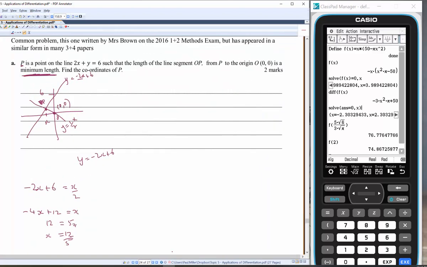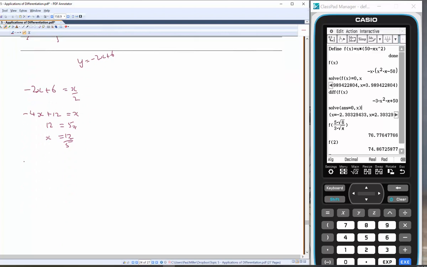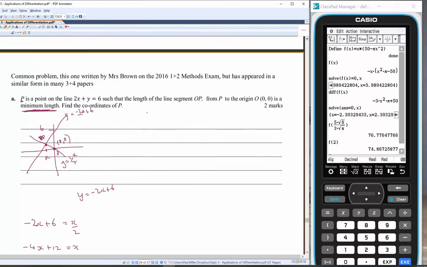All right, and what I'll do is I'll just sub that. Sub x equals 12 on 5, and I'm going to sub it into this one here. So y equals 12 on 5 cut in half, which is 12 on 10, which is 6 on 5. So the coordinates of the minimum distance is going to be 12 on 5, comma, 6 on 5. All right, that is the easy way.